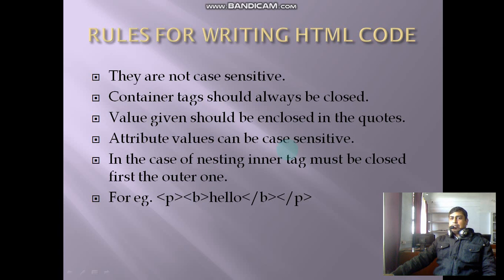Attribute value can be case sensitive. In some cases, attribute value may be case sensitive, so you must learn the words which are case sensitive. In the case of nesting, the inner tag must be closed first and the outer tag must be closed last. For example, if B is here, B is closed first. If P is here, P is closed here. So by this way, if we have started inside, we close inside. If we have started outside, we close outside. This rule we have to follow and take care about.